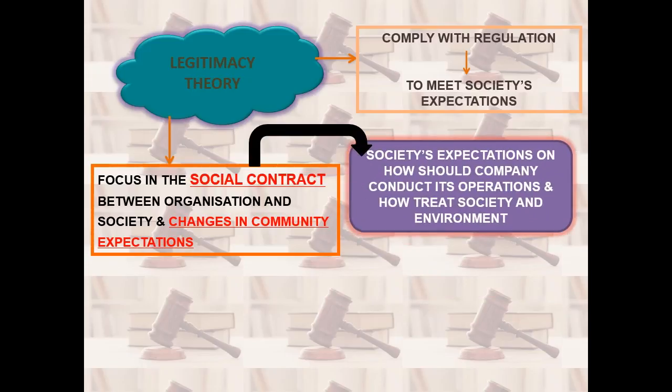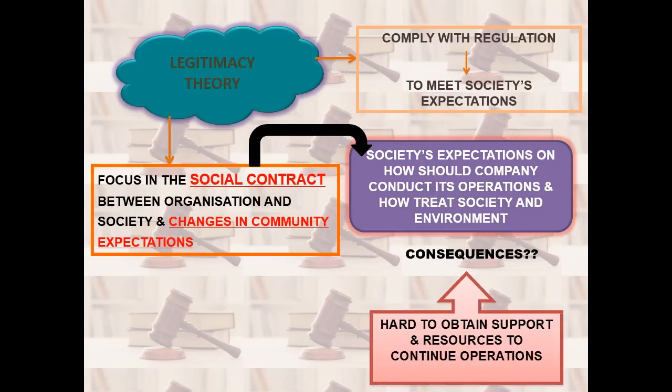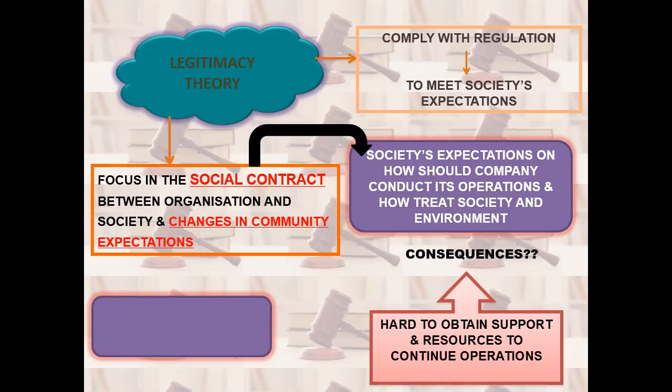Social contract is the implicit and explicit expectations that society has about how the organization should conduct its operations and how the company treats society and the environment. Legal requirement is one of the examples of explicit expectation. However, the consequence or implication of not meeting the social contract is that the organization may find it difficult to obtain support and resources to continue its operations.